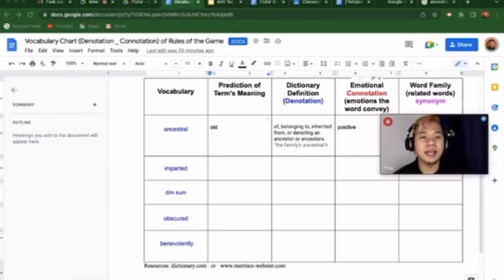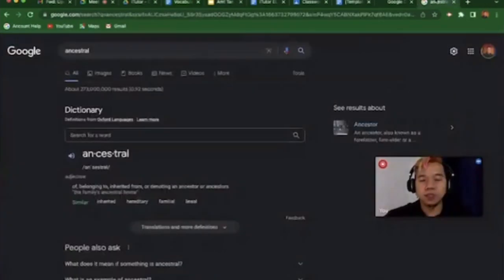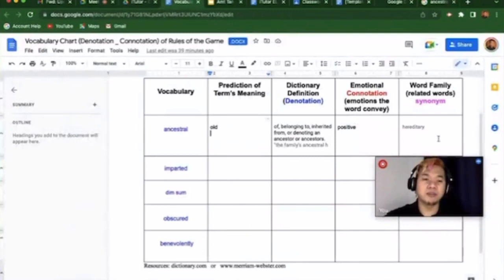And on the last column right there, all you have to do is look for the synonym. So just go back to your search engine right here. You just have to copy any of those and then put it right there. Easy, right? So I hope you will be able to finish and accomplish this assignment. You can finish it within maybe 15 to 20 minutes. All right, so your 20 minutes starts now.